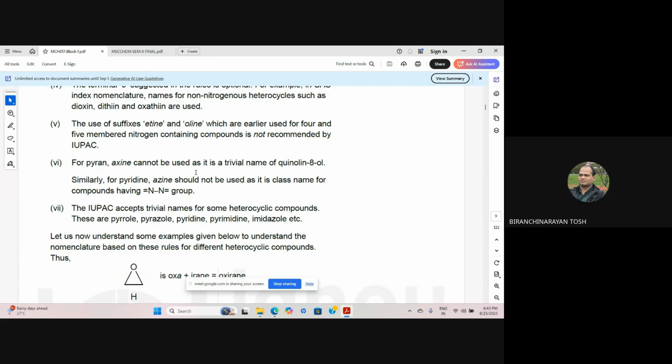So aza, this aza you cannot use. That is the main point here. Azine should not be used because azo is used for N single bond N, double bond N. This is the azo group, diazo group. So we cannot use azine if there will be a group like this. So we can use pyridine. For pyridine, azine should not be used there. Similarly, for pyran, oxine cannot be used because it is a trivial name for quinolin-8-ol.